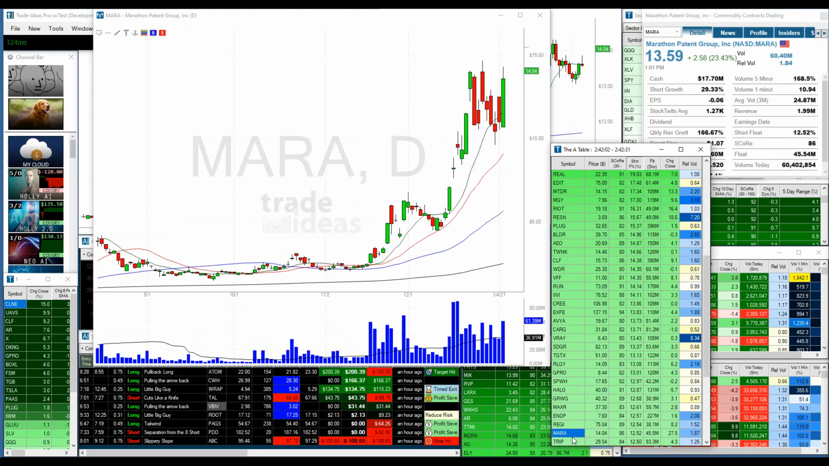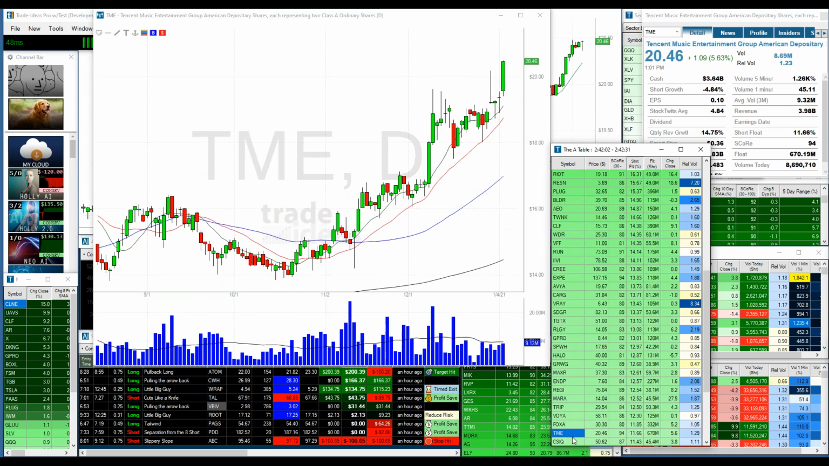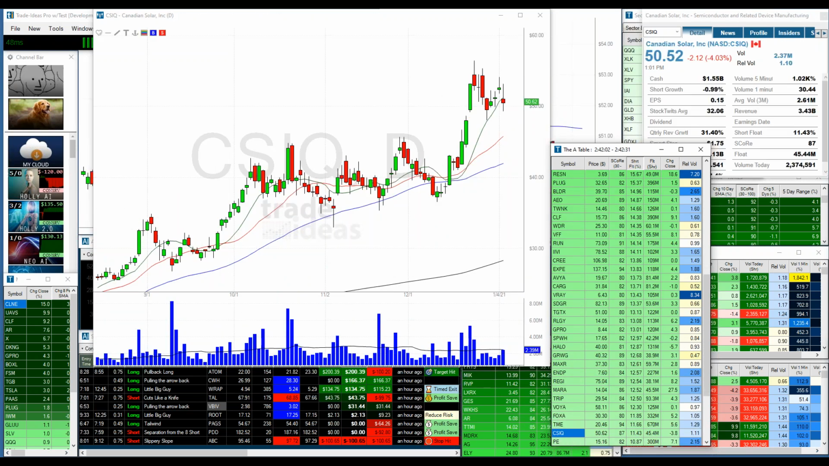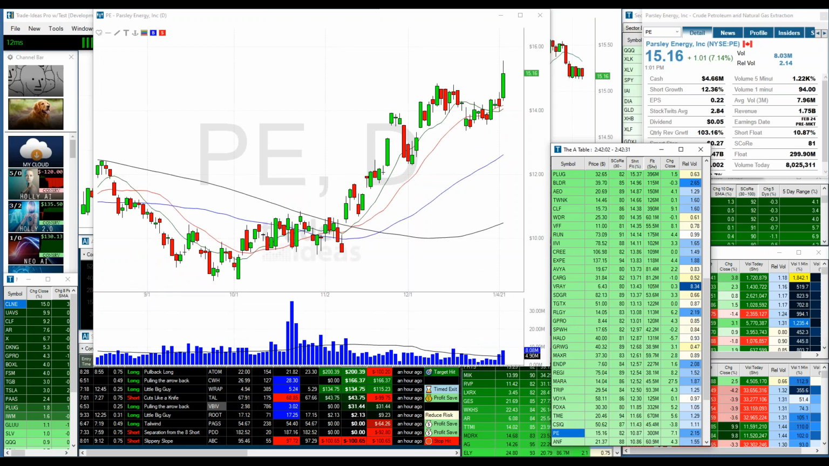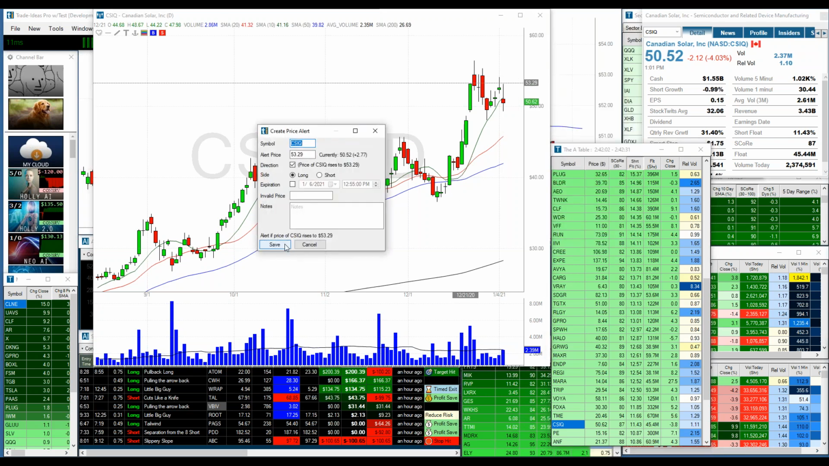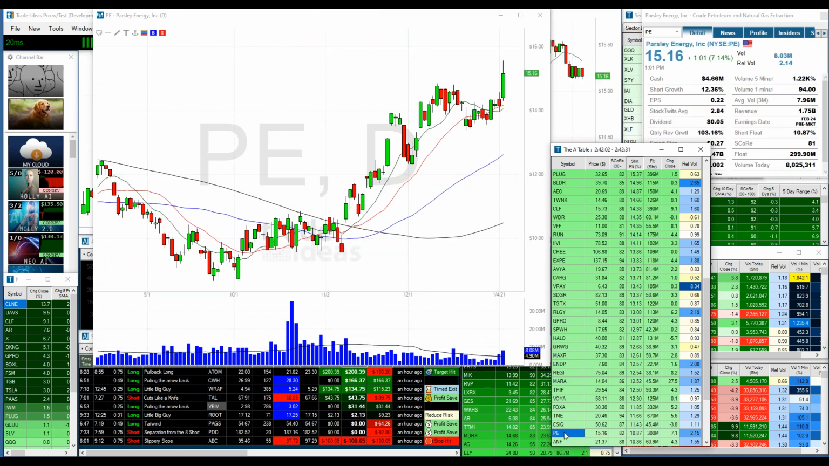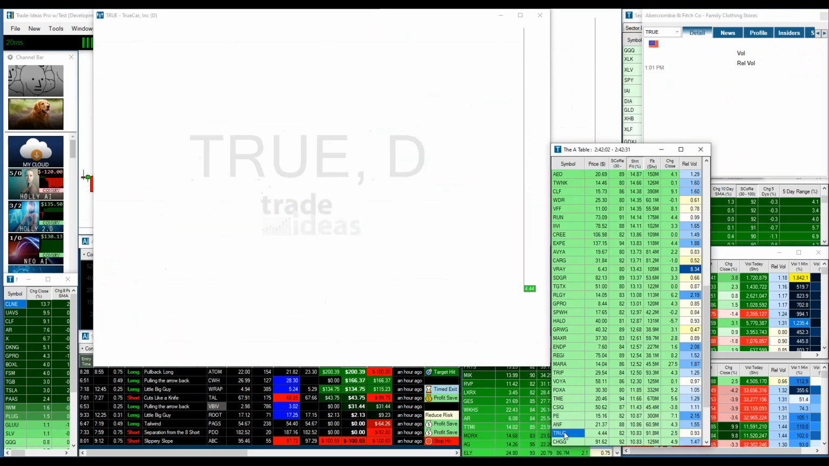Not going to chase that. You're seeing, I mean, I'm really throwing away 90–95% of these things, but I'm looking at this every single day, and I'm looking for, you know, CSIQ. That's a solar. We know that solars were strong. I think I might want to put an alert back in that one and see if that one finds its way higher.